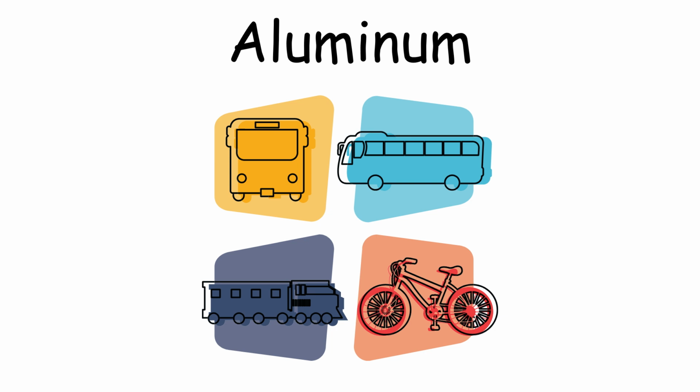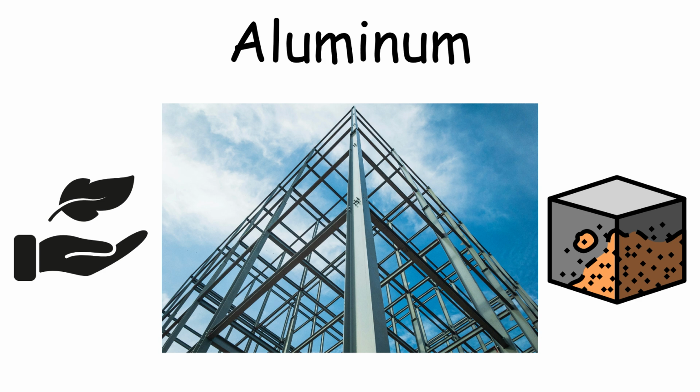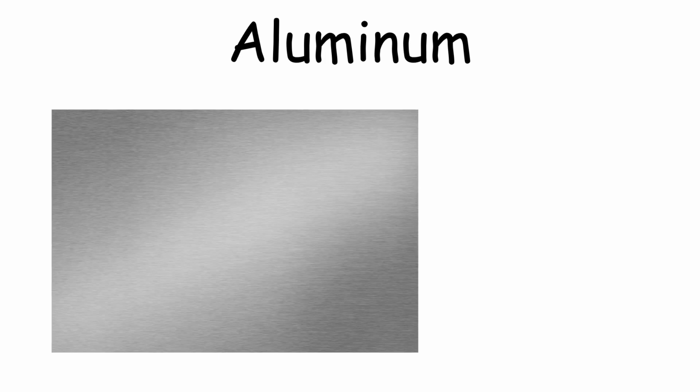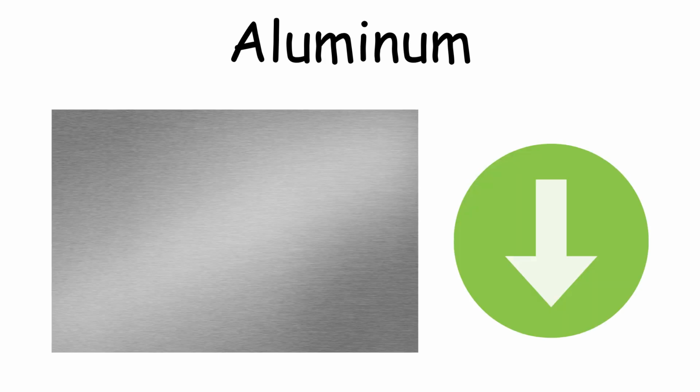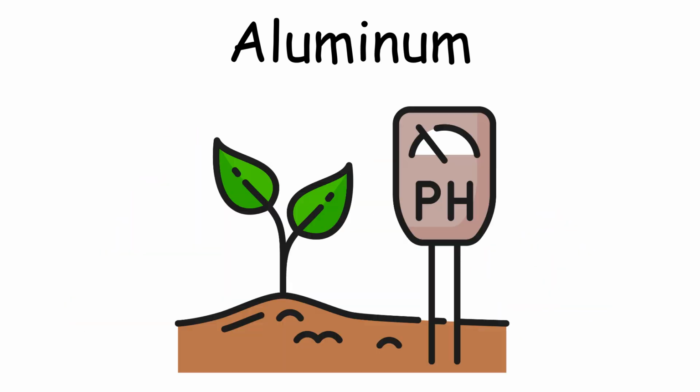It is also used in transportation because of its low density, in certain building and construction projects when lightness and corrosion resistance are important. Normal exposure to aluminum has little chance to be harmful to people, but is toxic to fish in acidic waters and reduces plant growth on acidic soil.